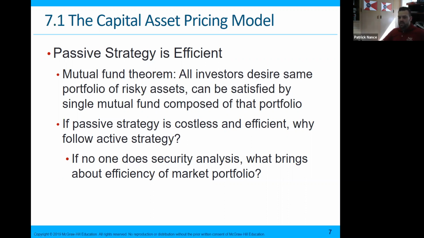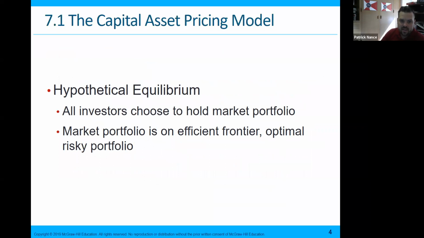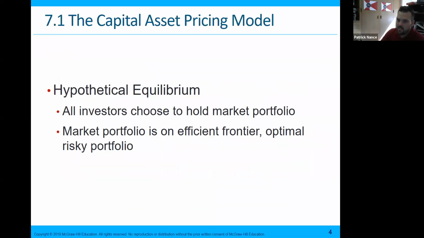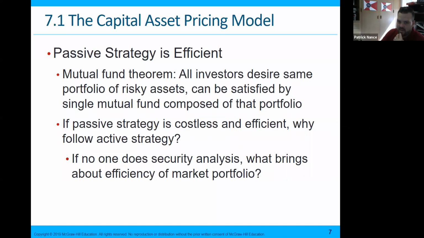Well, the issue is that if nobody's following an active strategy, then we can't ever reach that frontier, because that negates our assumption that individuals are making decisions with analytical methods and have homogeneous expectations. So we can't all have a passive strategy. You could have some people with a passive strategy and that would be okay. But if everybody were to adopt a passive strategy, the market wouldn't react in an efficient way, because no one was buying and trading based on public information gathered.